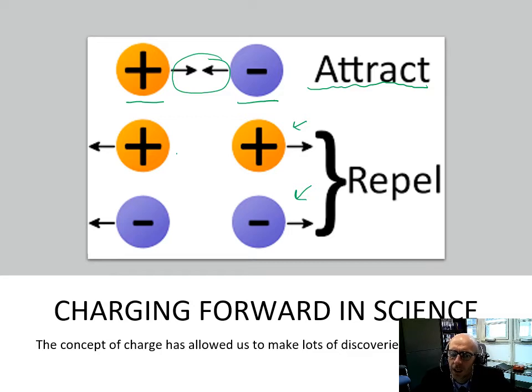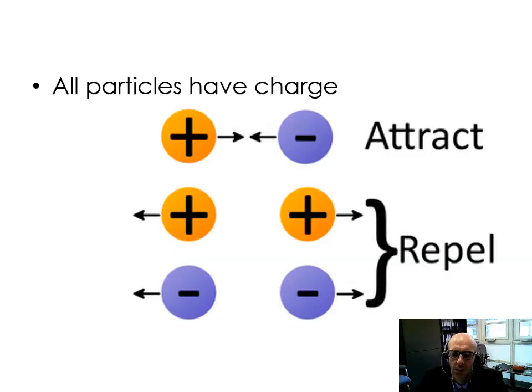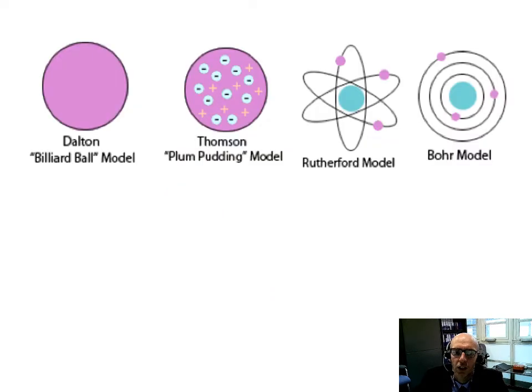So could you pause here for a minute and maybe draw these little diagrams here? So opposite charges attract, and like charges, 2 of the same, repel. So opposites attract, likes repel. Okay, when you've done that, move on. And then we've got the fact that all particles have a charge. And this is where we come to really what happened next.